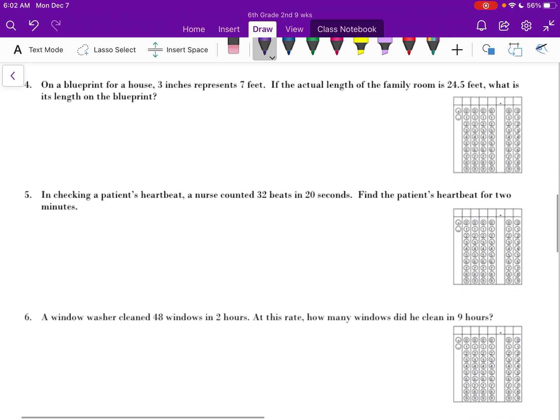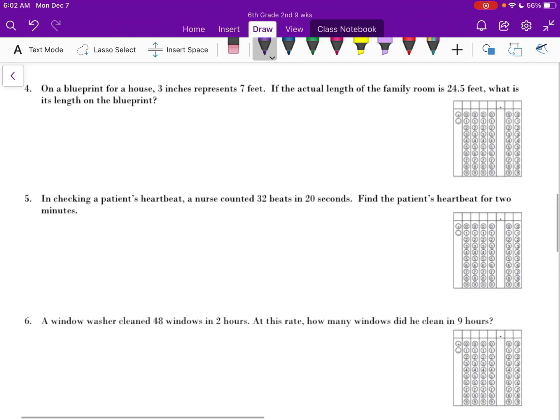All right, we have a few more questions. All right, number 4 says, on a blueprint for a house, 3 inches represents 7 feet. Okay, so we're comparing 3 inches to 7 feet. The actual length of the family room is 24.5 feet. What is the length on the blueprint?